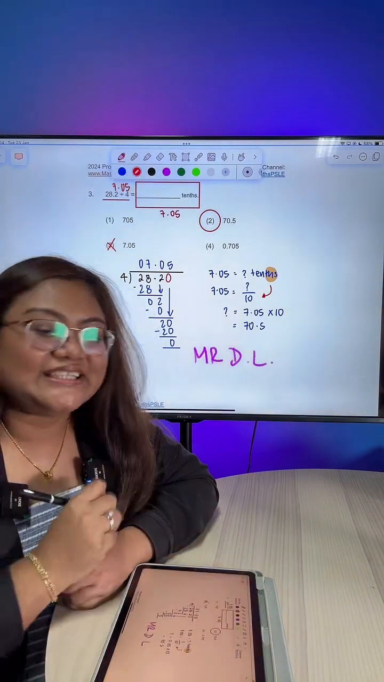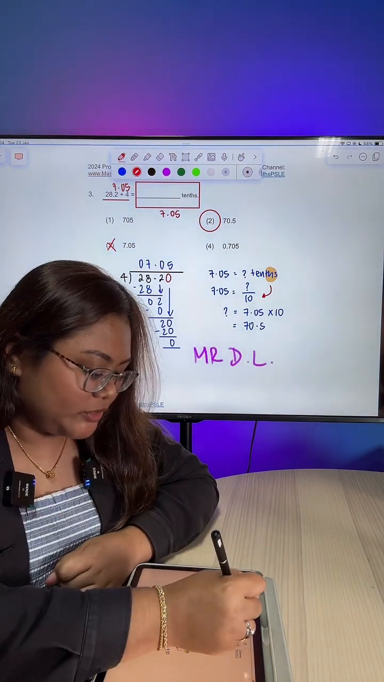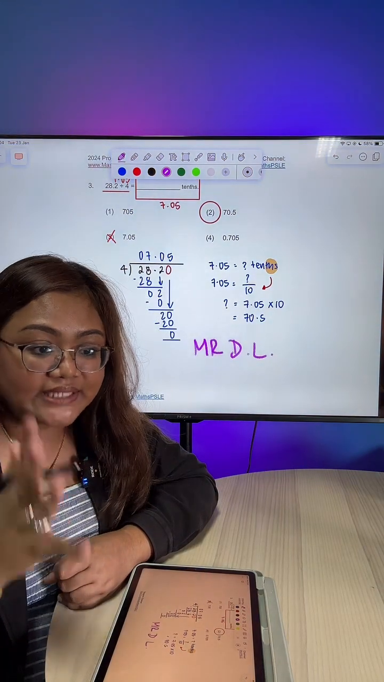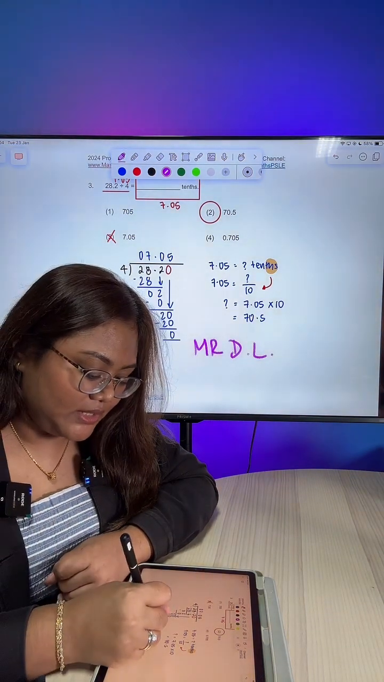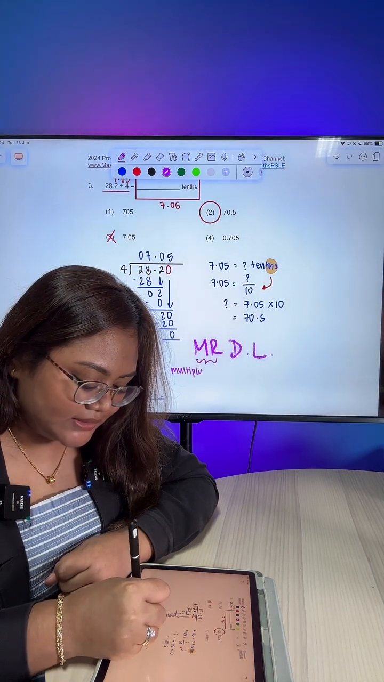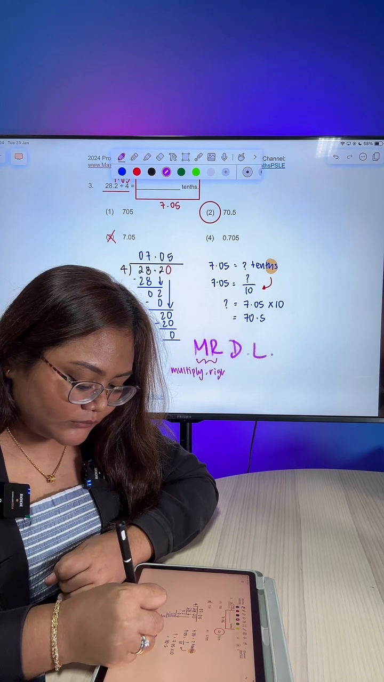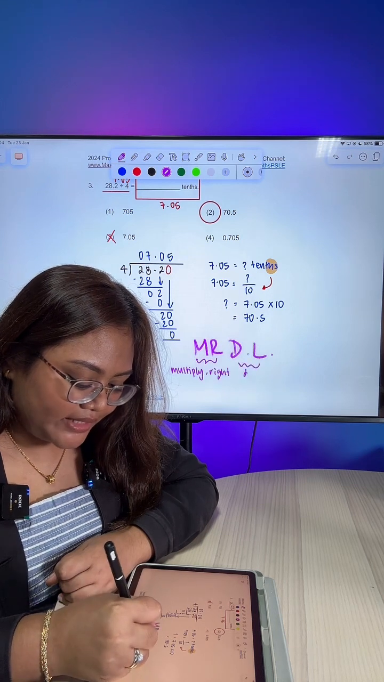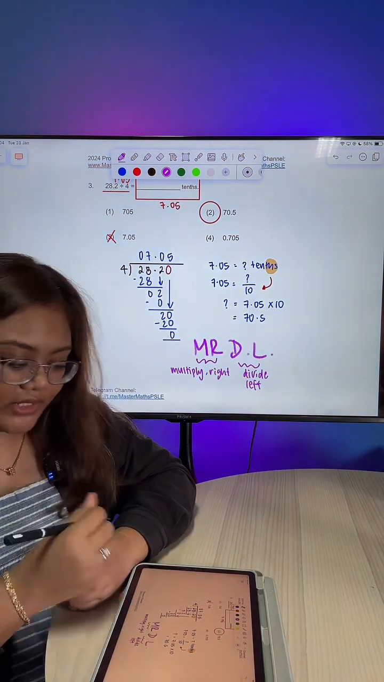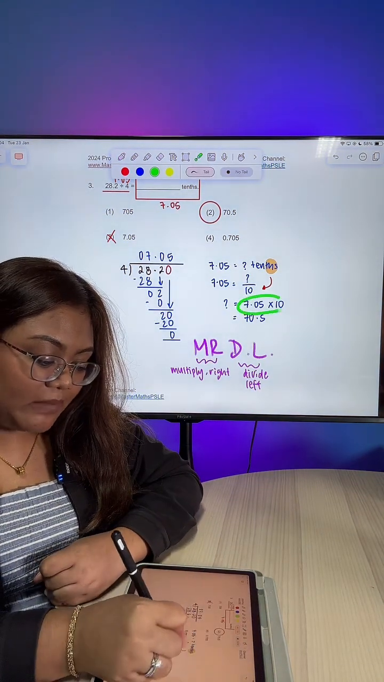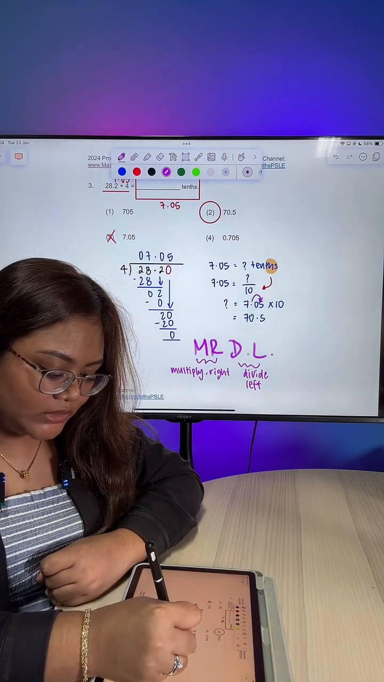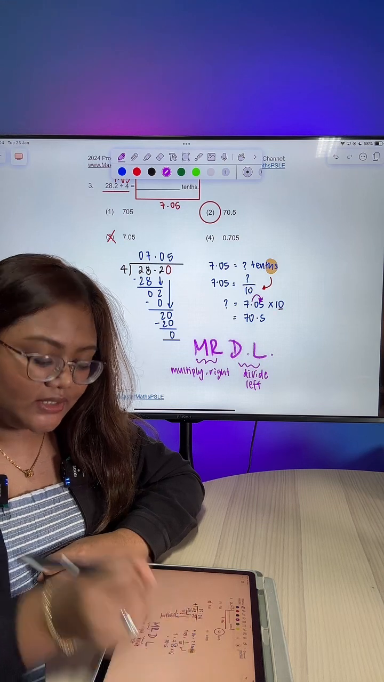We don't need to know who Mr. David Lim actually is. Mr. David Lim is just going to help us remember that when we multiply by 10, 100 or 1,000, I am going to move my decimal point to the right. And when I divide, I am going to move my decimal point to the left. Okay? So, if I multiply by 10, I am going to move my decimal point one place to the right.